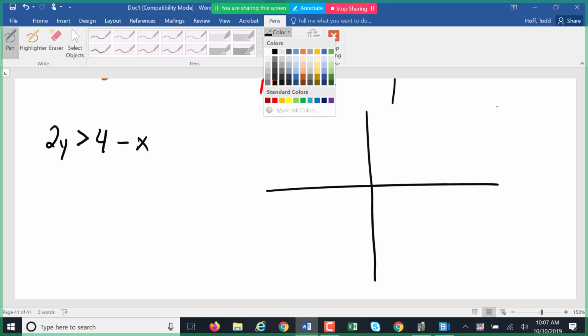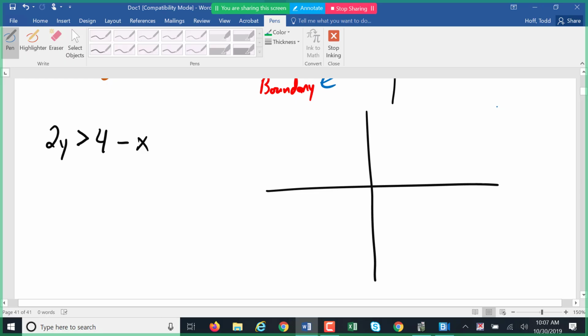So if we go to graph this, first thing we have to do is get y by itself here. This isn't in one of our standard forms, so we need to get it to a form that we can graph from. I'm going to divide by 2 to get y by itself. Y is greater than 4 divided by 2 is 2. Negative x I treat as negative 1x. Negative 1 divided by 2 is a negative 1/2 x. That can be graphed. My y-intercept is the positive 2. So 0, 2 there is my y-intercept.